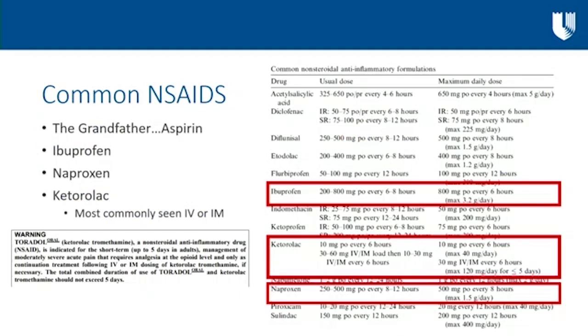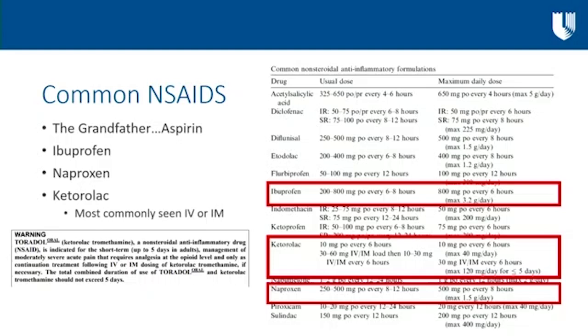Fantastic. So there's a lot of NSAIDs out there, and this chart just goes through a couple of them. I've highlighted the three common ones that you're probably going to see, but we have a ton out there. Most commonly, you're going to see ibuprofen, naproxen, and ketorolac. Ibuprofen and naproxen are really your most common oral agents. Ketorolac is one you're most commonly going to see from the clinical side, because it is your IV and your IM option.